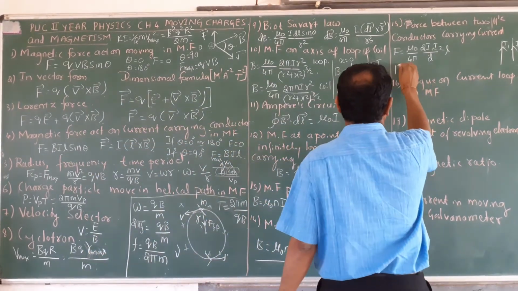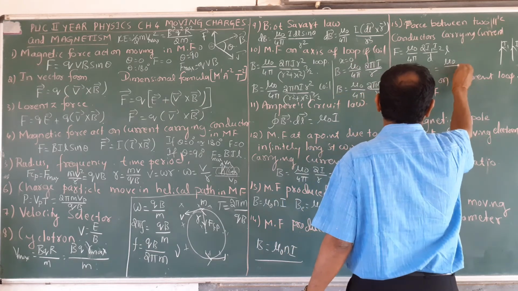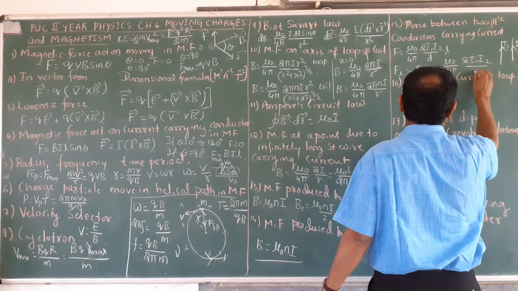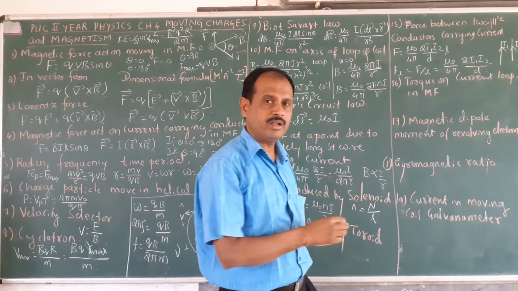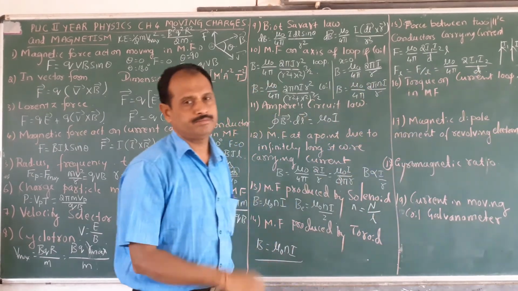Now force per unit length, that is F by L is equal to mu naught upon 4 pi (2 I1 into I2 divided by r). With the help of this formula, we define the standard definition, that is simply ampere.